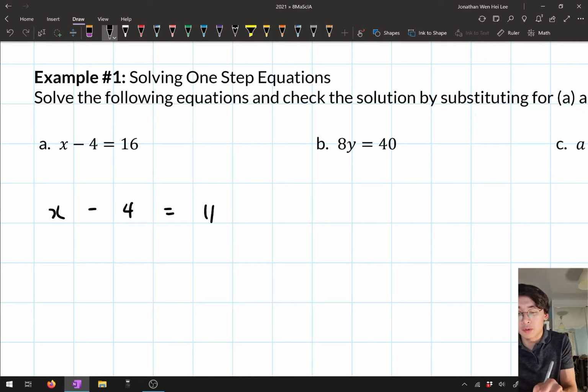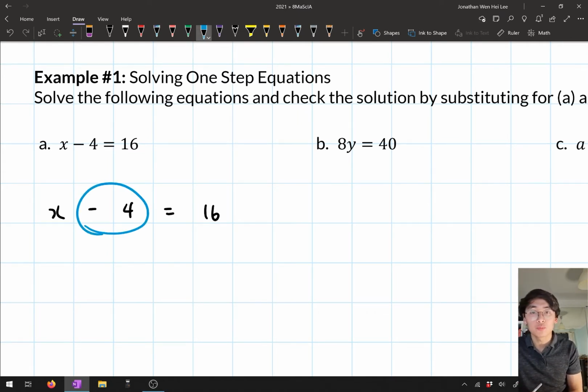What we want to do is make sure that x, our pronumeral, is by itself. And so here, notice we've got this minus 4. We don't want that minus 4 there. So what we need to do is perform a reverse operation. What's the opposite of minus 4? Well, the opposite of minusing 4 is to add 4. So I'm going to add 4 to both sides of my equation.